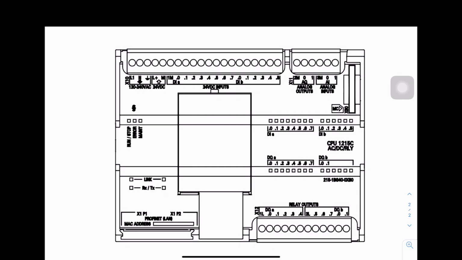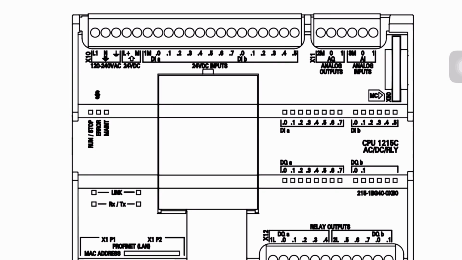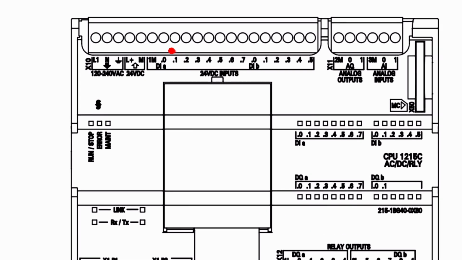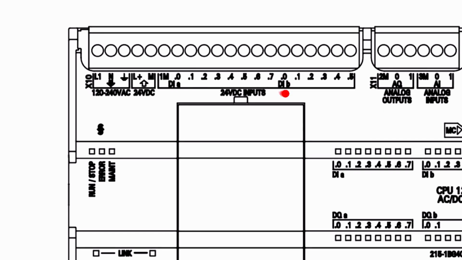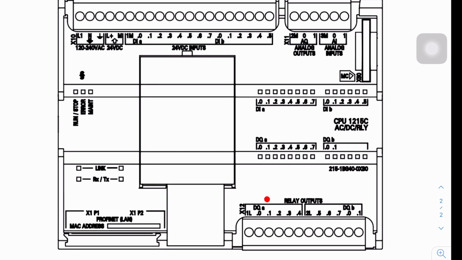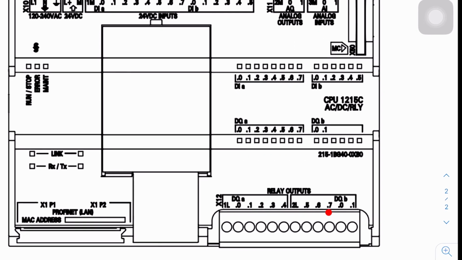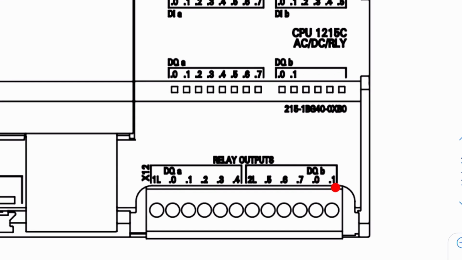So now we look at the diagram for CPU 1215C, and from this diagram we can clearly see that for digital input channel A, we have 8 bits. Digital input channel B, we have 6 bits. Digital output channel A, we have 8 bits. And for digital output channel B, we have 2 bits.